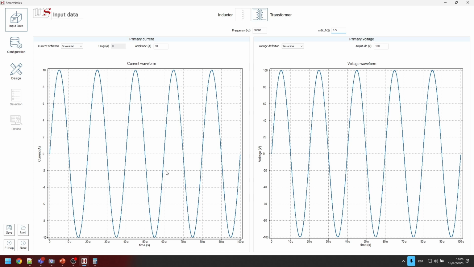In general, the application is prepared to design a magnetic. You can input the real current and the real voltage you're going to have, and the application is going to automatically discard any value that is going to saturate or burn or anything like that. In this case, we don't know the current or the voltage they used when they designed this transformer.